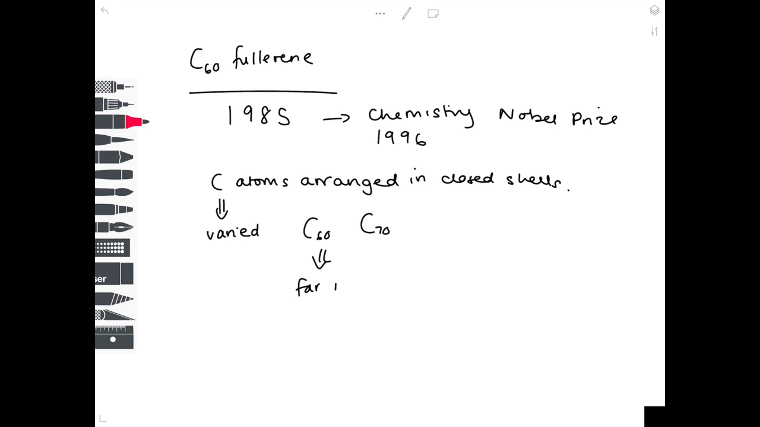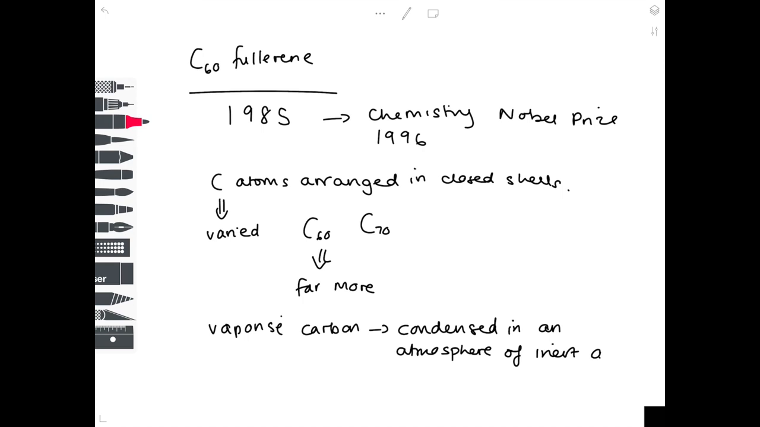C60 fullerene, by the way, isn't found naturally in the way that carbon is found within the Earth's crust. It has to be made or manufactured, and the way in which you do this is you vaporize carbon and when it's condensed in an atmosphere of an inert, remember that inert means unreactive, gas, that's when you form the C60.